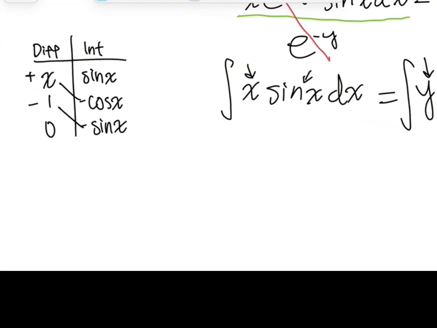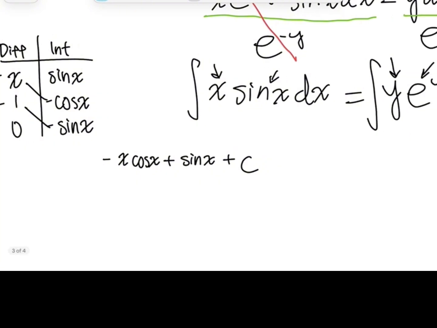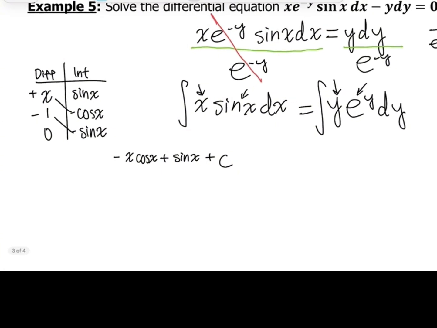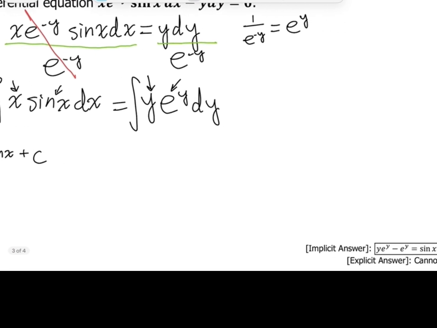Here we have x times negative cosine x, bring the negative out in the front. And a negative times a negative is a positive. You have plus sine x plus C. And now we're done with the left side, but we still have to do it again for the right side.